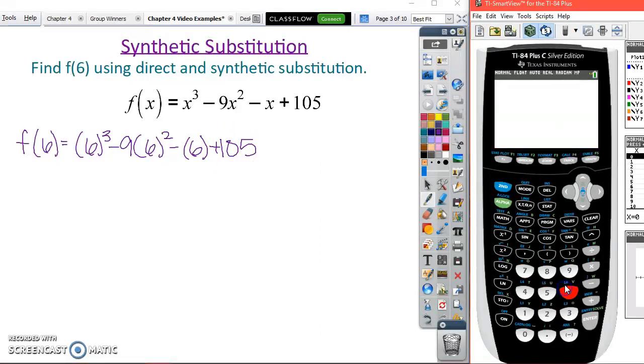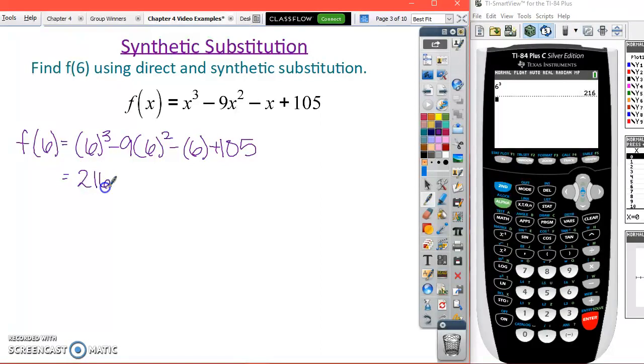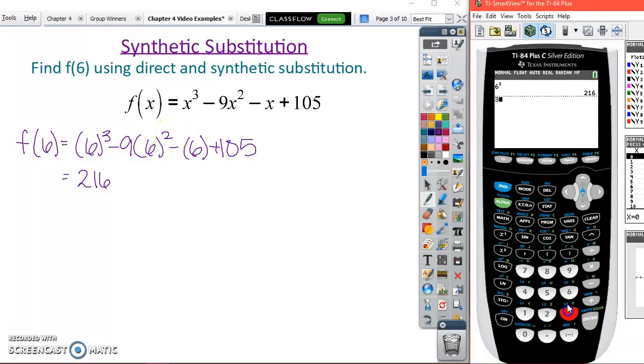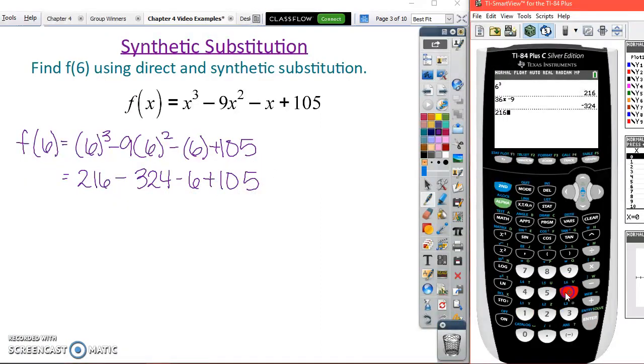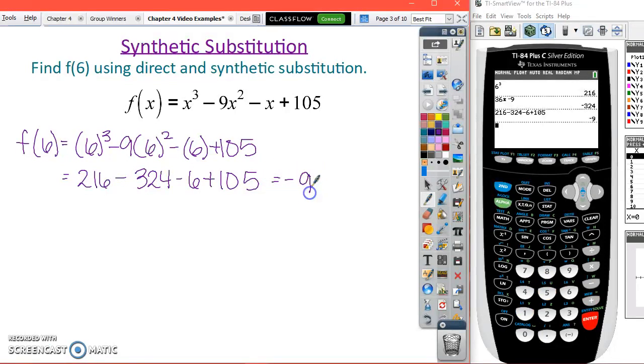From here, 6 cubed is going to give us 216. I know that 6 squared is 36 times a negative 9. It's going to give us a negative 324 minus 6 plus 105. Now I'm going to go ahead and add all of these up. So 216 minus 324 minus 6 plus 105. So I end up getting negative 9. So I know that when I plug in 6, my output is going to be negative 9.